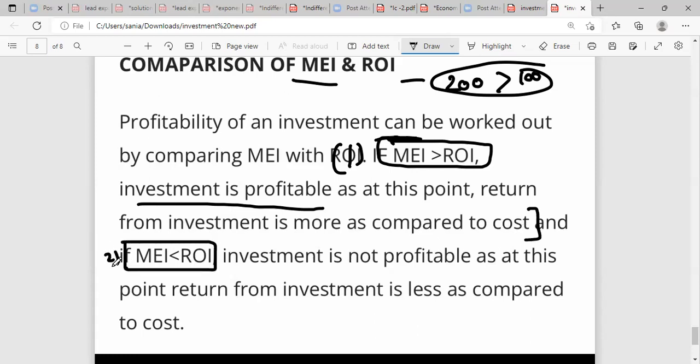Now the second situation. Here you have to pay 200 rupees interest, but you are getting only 100 rupees in returns. So investment is not profitable, as at this point return from investment is less as compared to the cost. Clear? So you will put a heading, comparison of MEI and ROI. First, when MEI is greater than ROI, it is profitable, but when MEI is less than ROI, it is non-profitable. Why? The reason. So you'll write comparison, then first point, then explanation, then second point, then explanation.